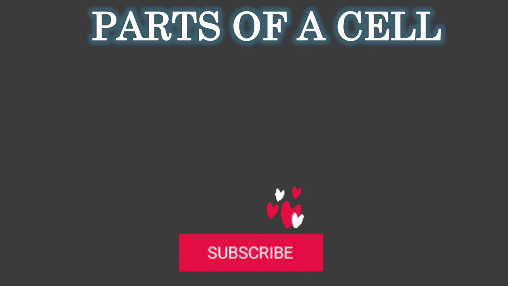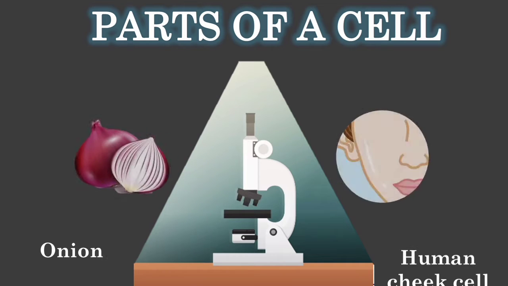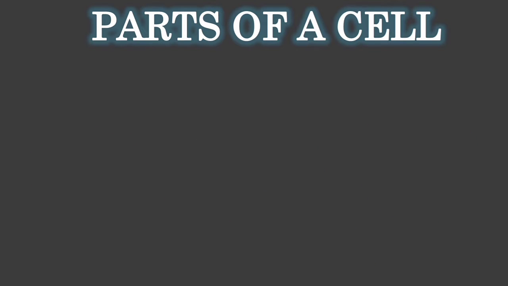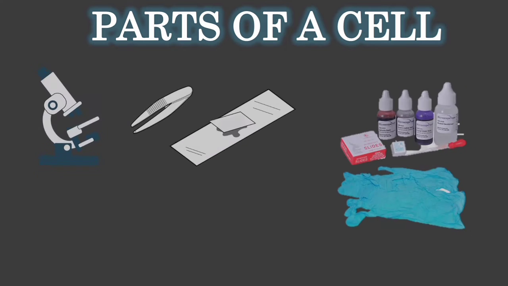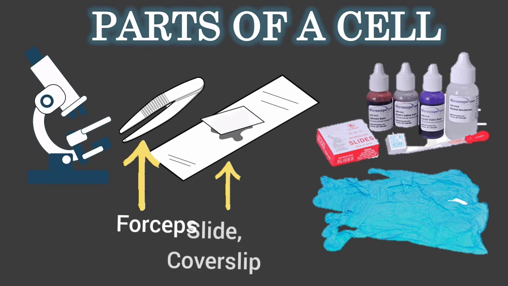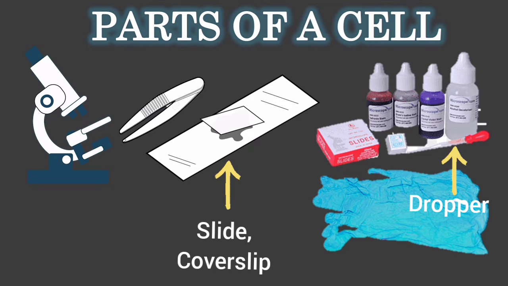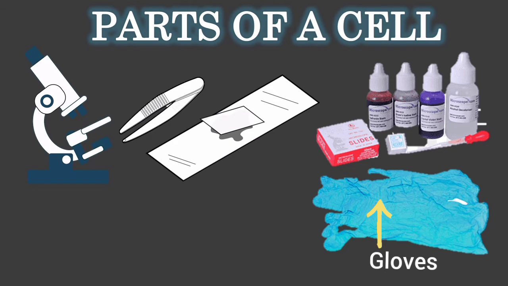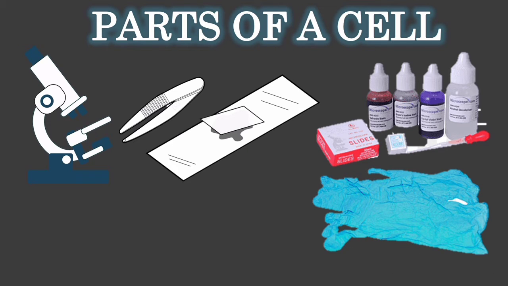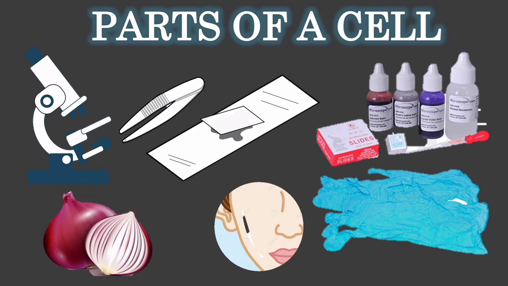In order to identify the different parts of a cell, we are going to do an activity with the help of onion peel and the scrapings from the inner side of the human cheek, which will give you the human cheek cell. For this activity, we need the following things: a microscope, forceps, slides, cover slips, dropper, gloves, different staining pigments like methylene blue and safranin, and of course, the main thing, onions and human cheek scrapings.